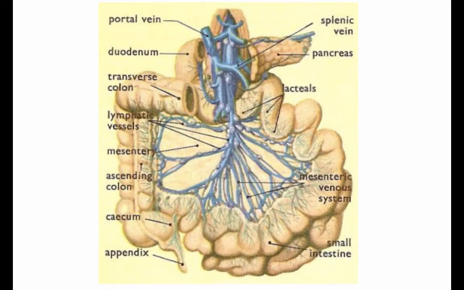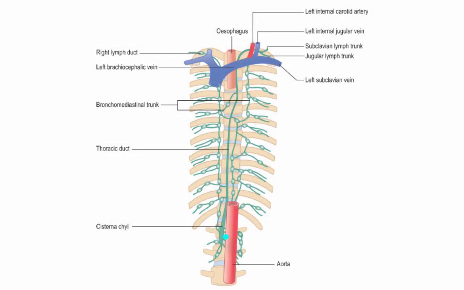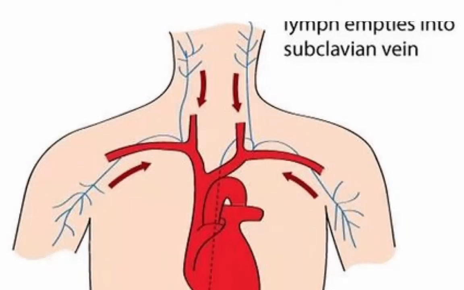This drawing shows how extensive the lymph vessels are at the gut. These lymph vessels join to create larger vessels, the main one being the thoracic duct. This carries lymph up adjacent to the spine to the subclavian veins, where lymph is returned back to the blood.